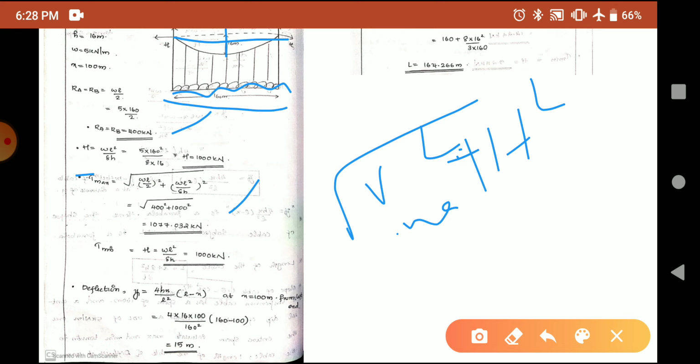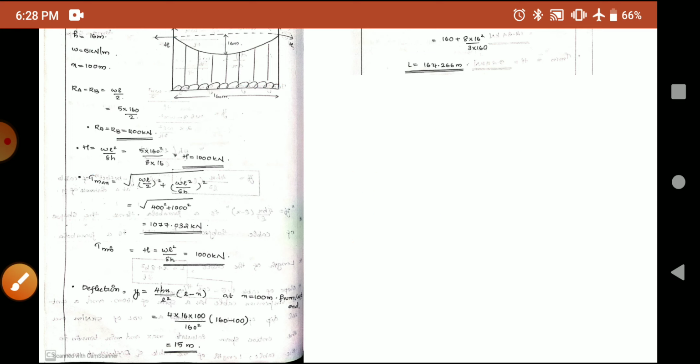Okay, next what is asked to find out? You are asked to find the deflection at a distance 100 meter from the left support. Deflection means the value of y. For that we have already learned the equation for parabola. Y is equal to 4h into x by l square into l minus x, where h is the central dip, x is the distance from the left support where we need to find the deflection, and l is the distance between the supports. All those values are given to you. Substituting those values, you will get the deflection at a distance 100 meter from the left end as 15 meter.